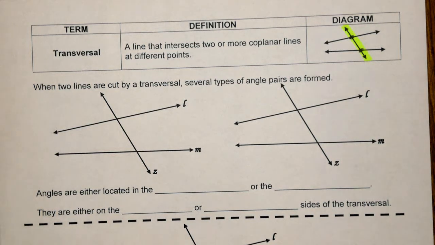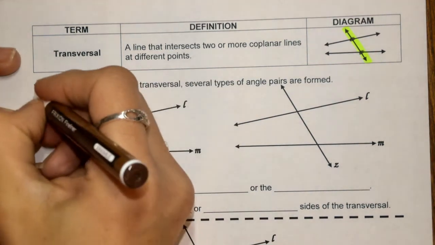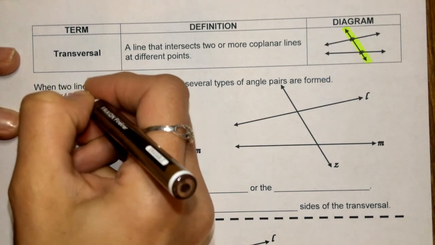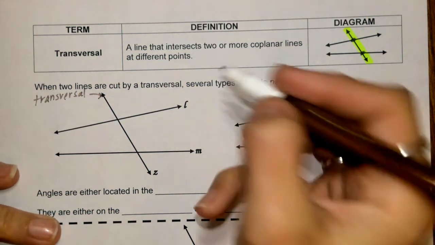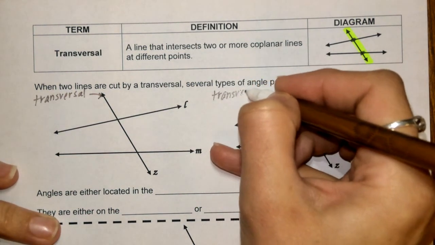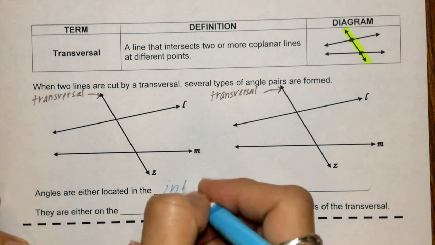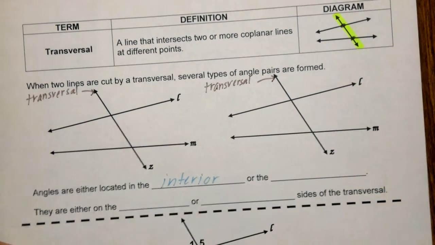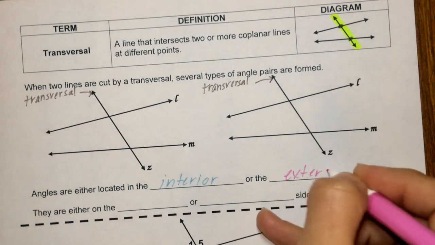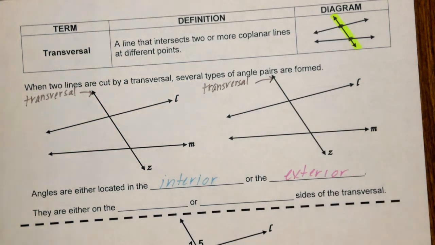First, what I want to do is identify the transversal. It's going to be that line right there. So on both of these, we can start off by identifying what our transversal is. On this first diagram here on the left, I'm going to talk about interior and exterior. Your angles can be located on the interior, or they can be located on the exterior. What this means is inside or outside of the two lines.